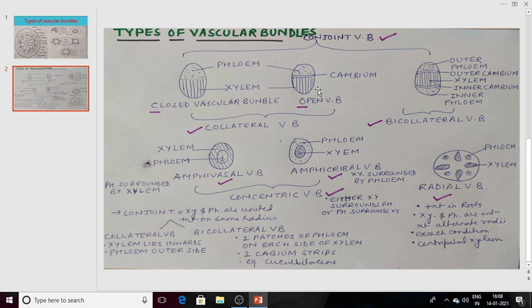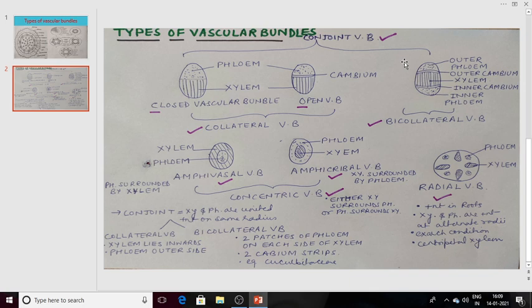In the collateral vascular bundle, we have seen the closed vascular bundle and the open vascular bundle. Why are they known as collateral? Because xylem lies inwards and phloem lies outwards. If this kind of arrangement is there, where xylem lies inward and phloem lies outwards, it is known as a collateral arrangement, or collateral vascular bundle. And all these three are also categorized under the conjoint vascular bundle.